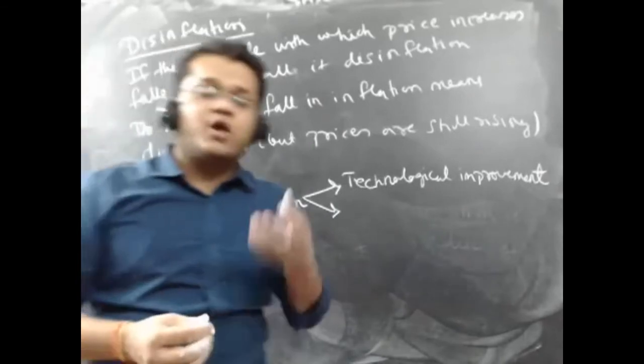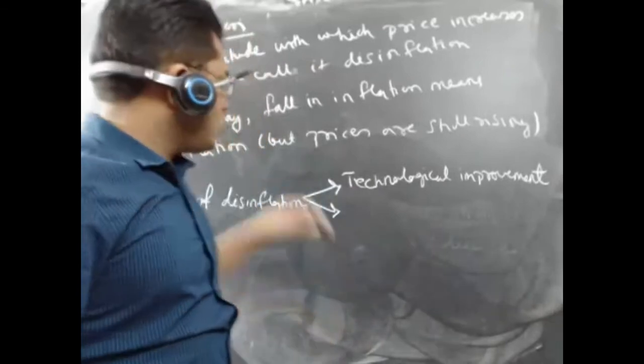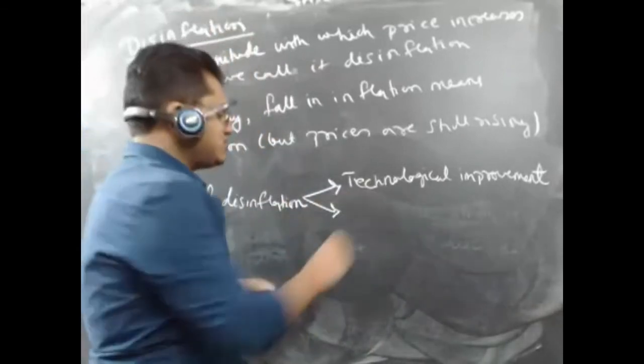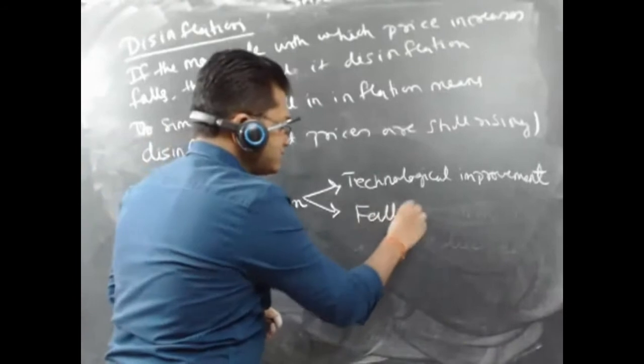It will come down, right? Because my input cost is going down. So another reason for disinflation is fall in input prices.